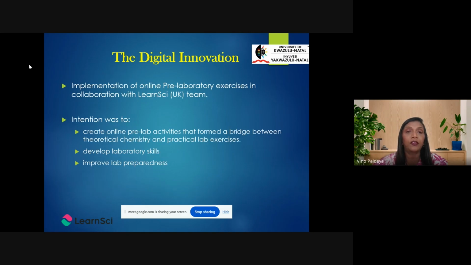And so we looked at the digital innovation, and this was implemented in collaboration with the Learn Science team. The intention was to create online pre-lab activities that formed a bridge between theory, which is taught in class, and the practical activities, the exercises that we wanted the students to engage with in the laboratory, and to also develop laboratory skills which were lacking in the students, and to improve lab preparedness.